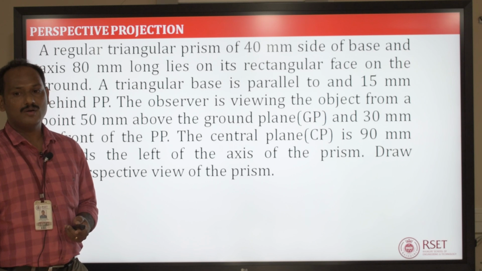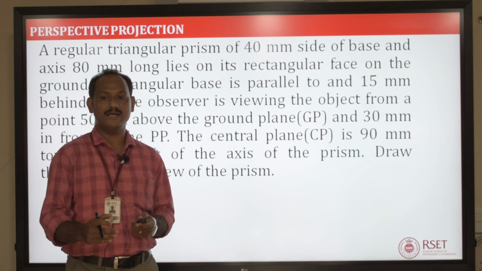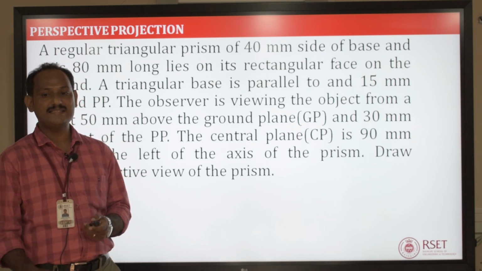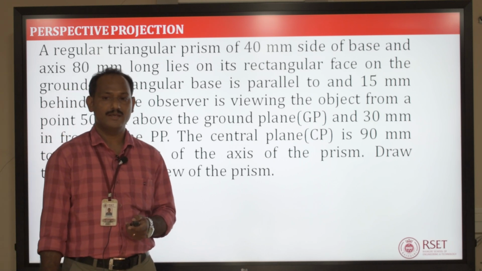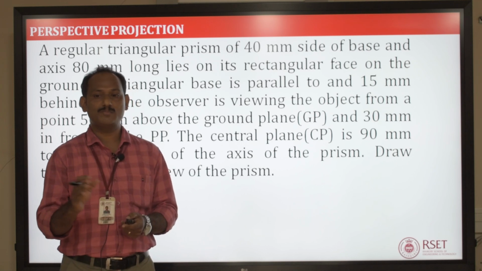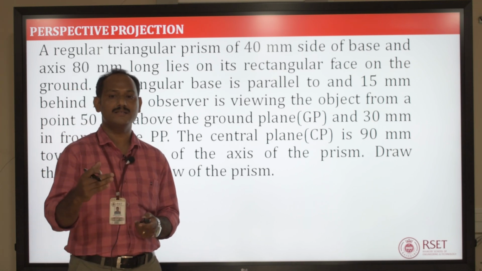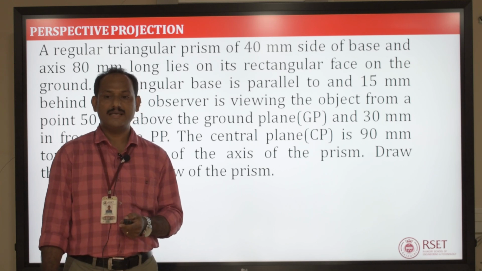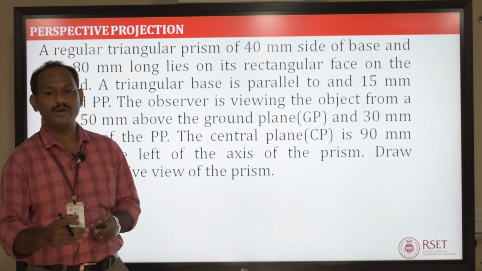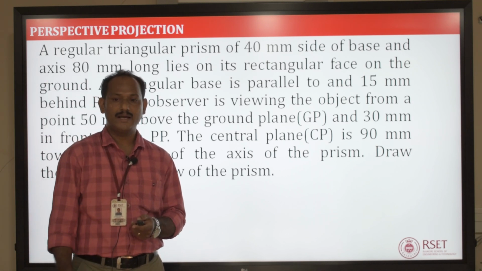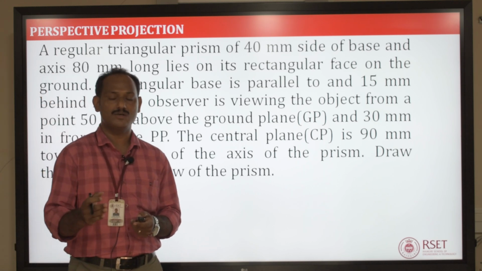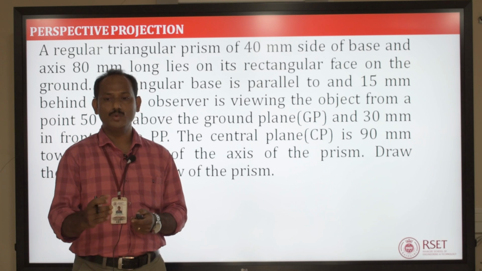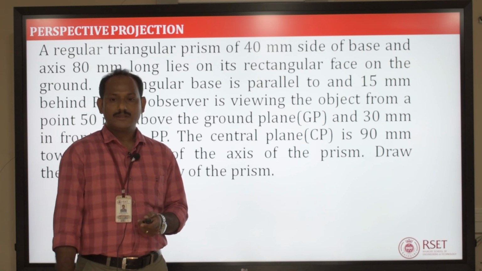A regular triangular prism of 40 mm side of base and axis 80 mm lies on its rectangular face on the ground. A triangular base is parallel to and 15 mm behind PP. The observer is viewing the object from a point 50 mm above the ground plane and 30 mm in front of the picture plane. The central plane is 90 mm towards the left of the axis of the prism. Draw the perspective view of the prism. So, this is the problem.